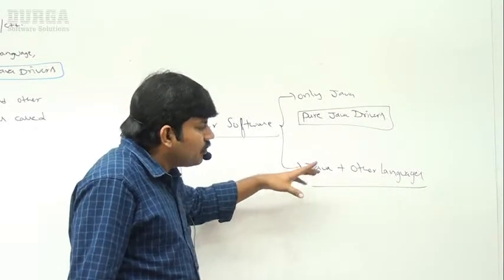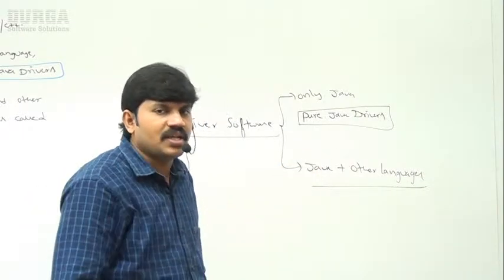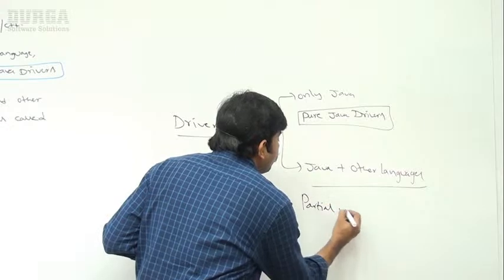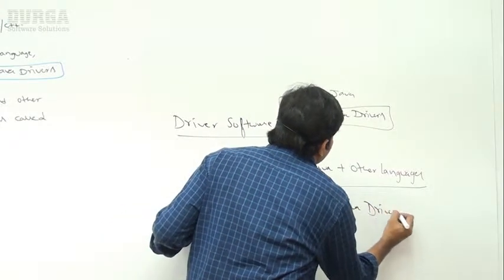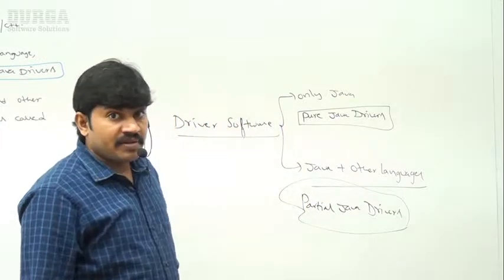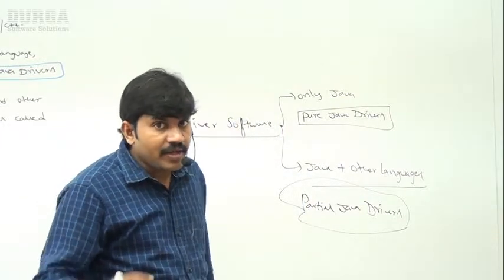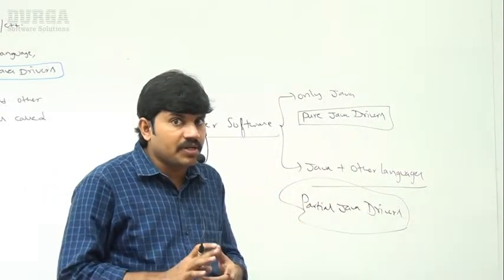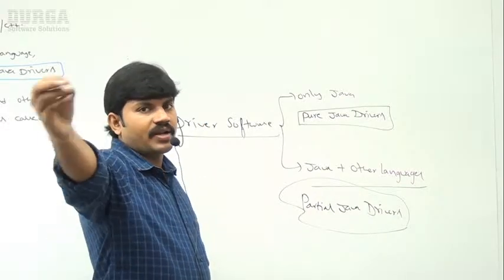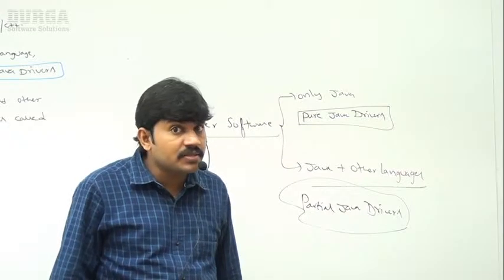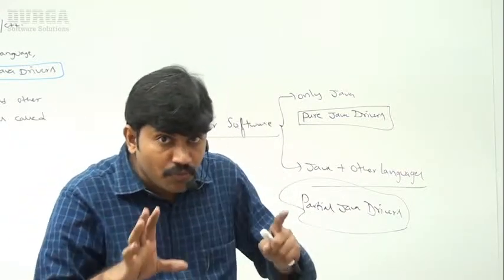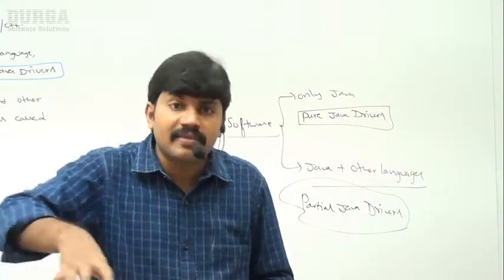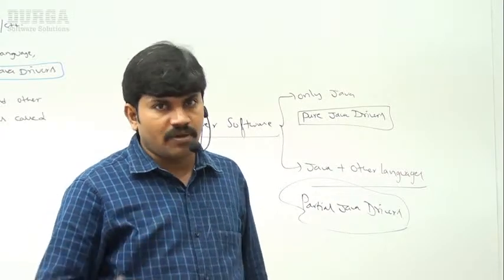Sometimes I can use Java with some other languages like C or C++. Such type of driver softwares are called partial Java drivers. Remember this one. So pure Java drivers are there, partial Java drivers are there. In the next topic, while talking about types of drivers, these words we are going to use repeatedly. If I use pure Java driver, full Java driver, what is the meaning? The total driver software is developed by using only Java language. If I use partial Java driver, Java with other languages is used to develop driver software. Clear for all of you?